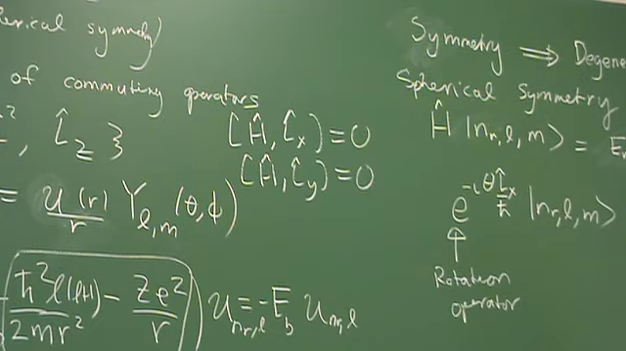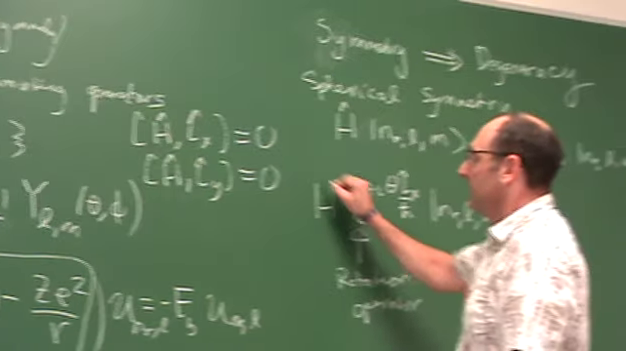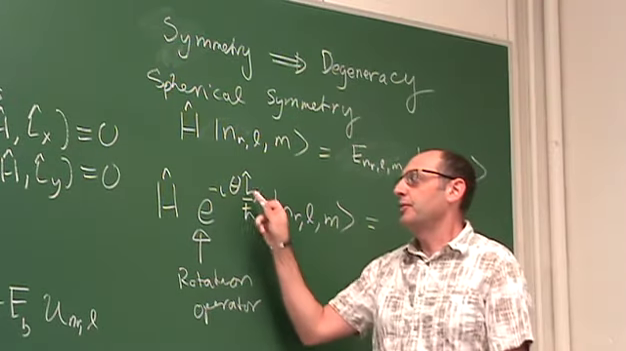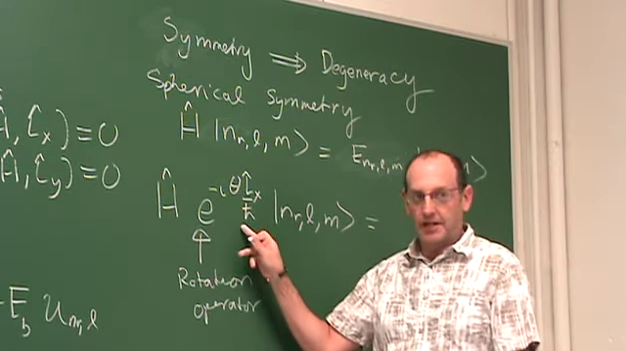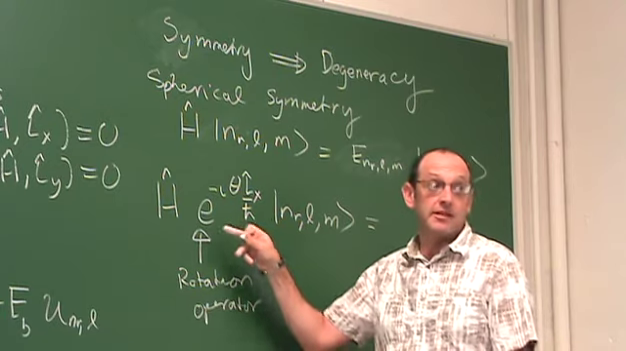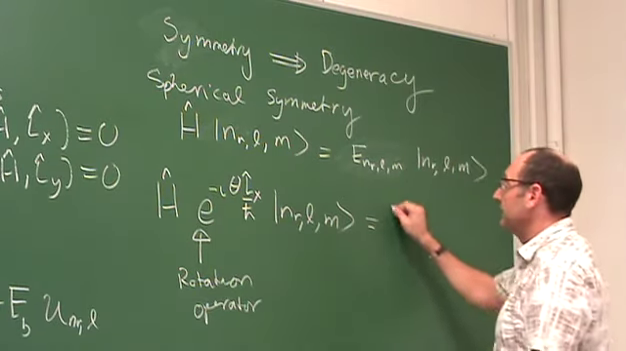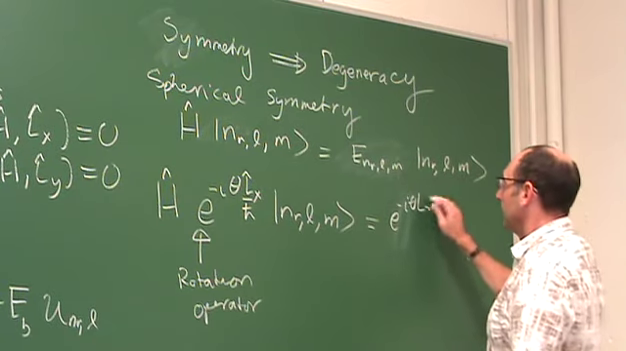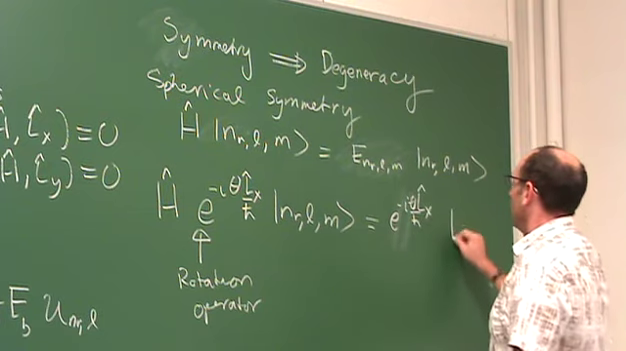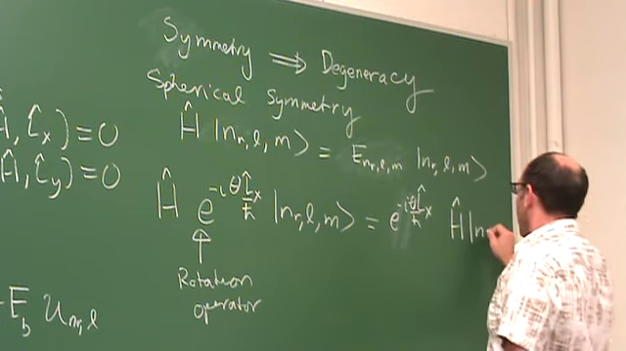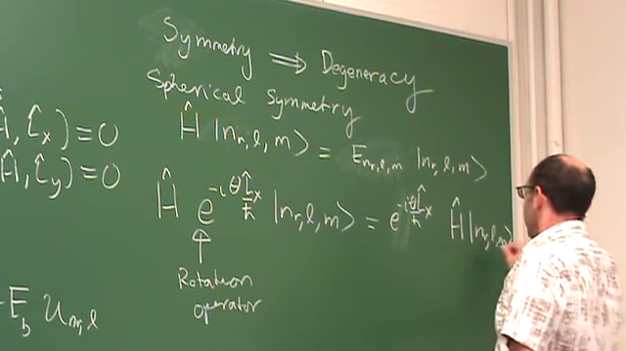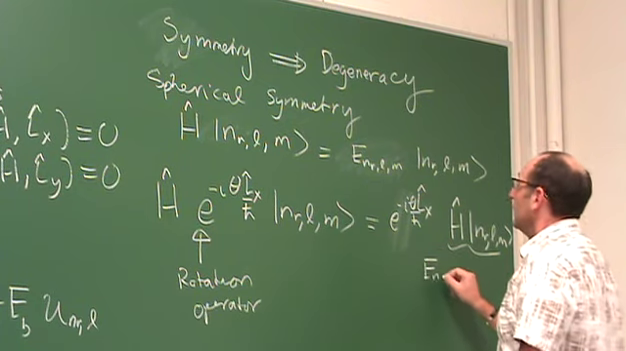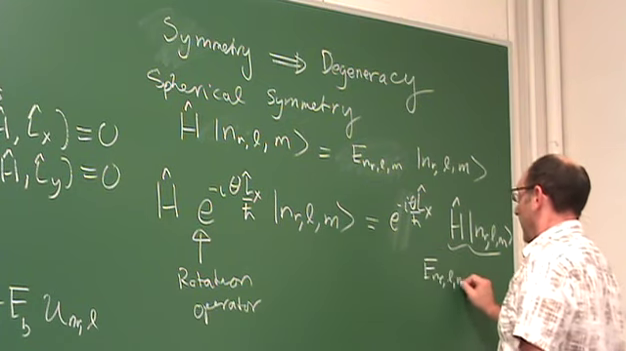So if I apply my Hamiltonian to this, well, that is equivalent since H commutes with Lx, it commutes with the rotation operator, right? It doesn't matter how many powers. And so I can write this as the rotation operator acting on H, acting on the state, and this is E sub n_r L n.